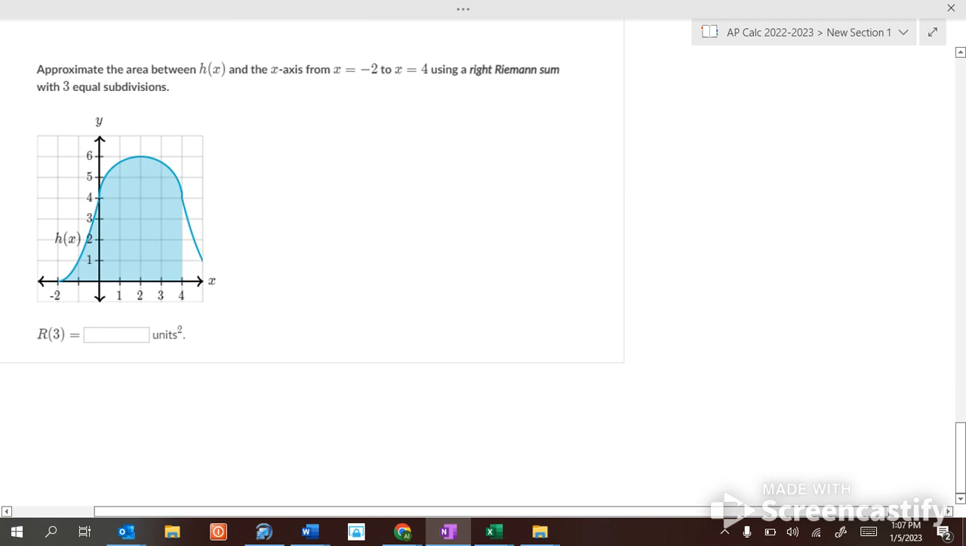Here's the last one that we'll do today. The area in between the h function and the x-axis from -2 to 4 using right Riemann sums with 3 equal subdivisions. How wide are my subdivisions? 2. And if it's a right Riemann sum, there's one of my rectangles. There's a rectangle. And there's a rectangle.